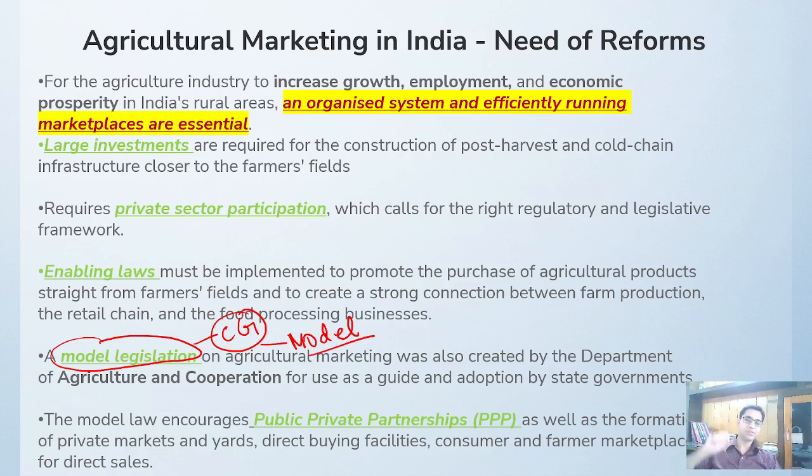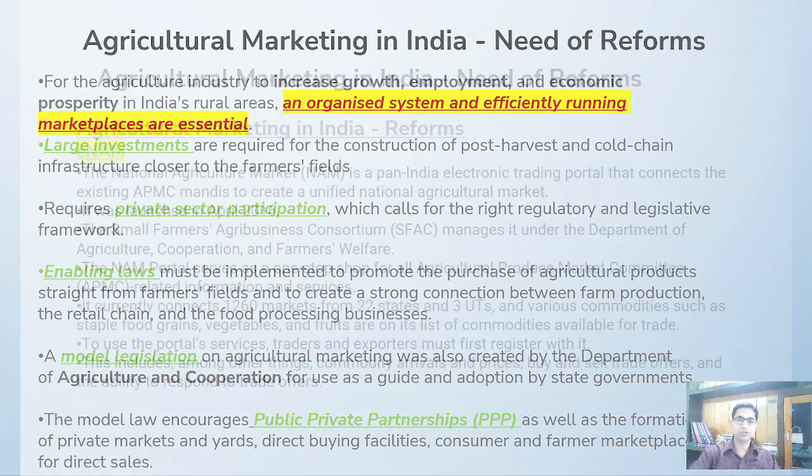It is only because agriculture is a state subject, and the rules and laws have to be made by the state government. The model law should encourage public private partnership in whatever way possible, like making yards, cold storages, silos, storage facilities, buying from the farmer and selling to the consumers.